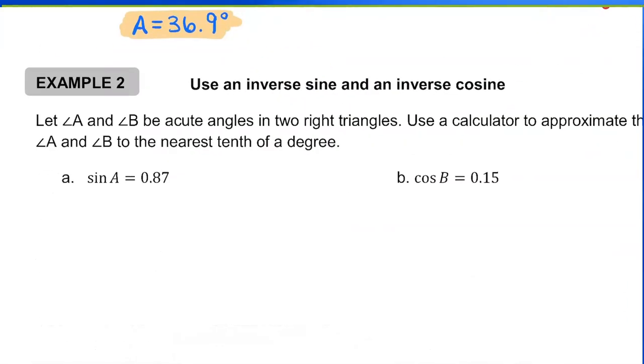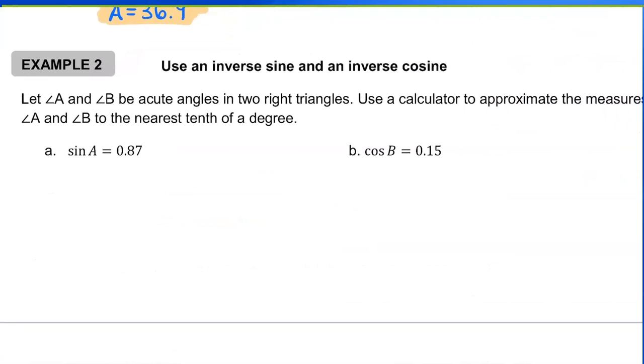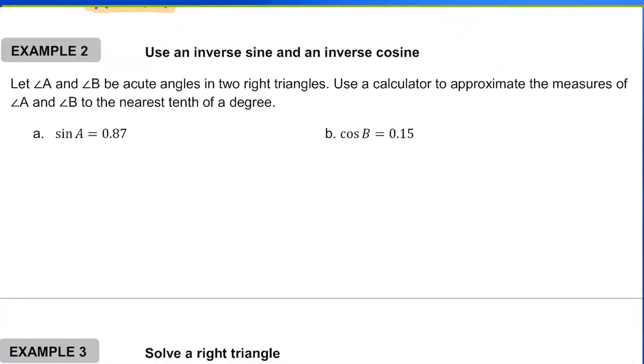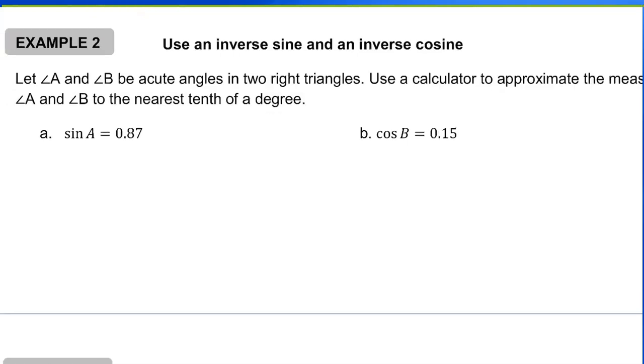Okay, so example 2, just further practice with our calculator. Use an inverse sine and an inverse cosine. So let angle A and angle B be acute angles in 2 right triangles. Use a calculator to approximate the measures of angle A and angle B to the nearest tenth of a degree. So again, to that first decimal place. So part A, we have sine of A equals 0.87. This time they didn't give it as a ratio or a fraction, they just gave it as the decimal, totally fine.